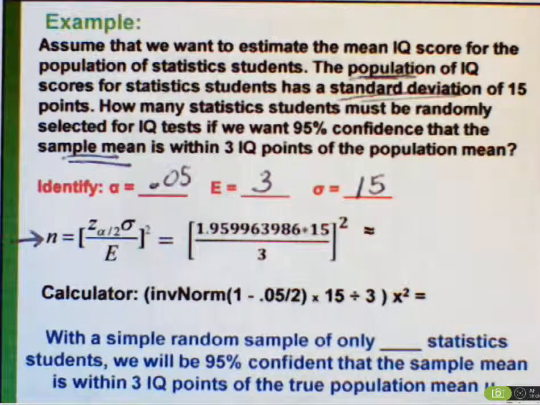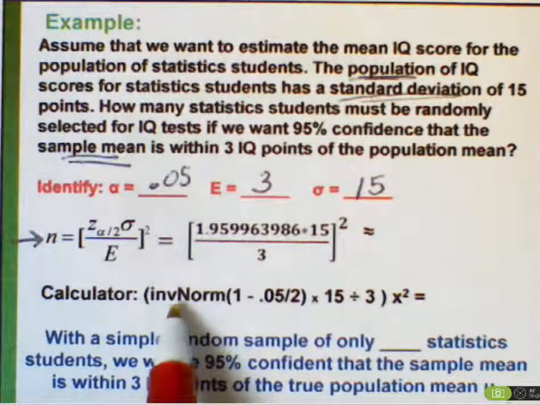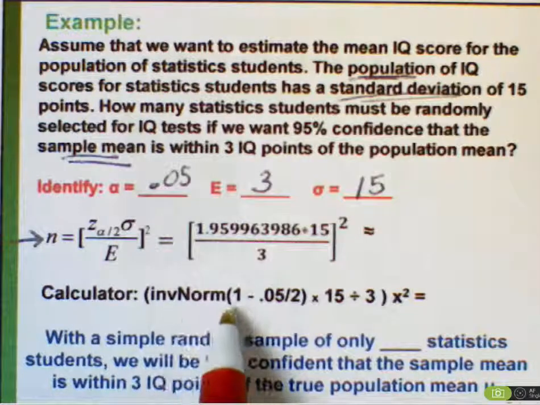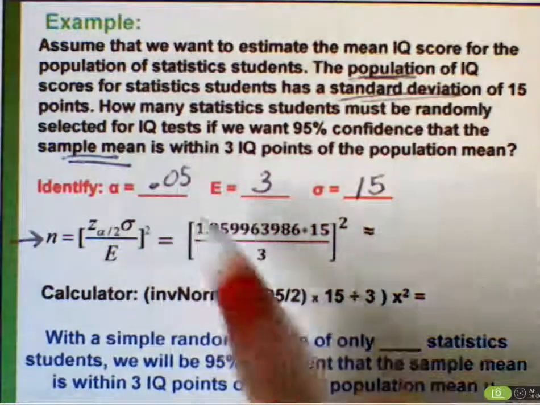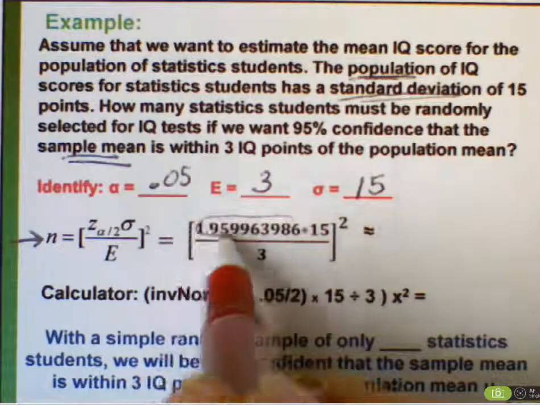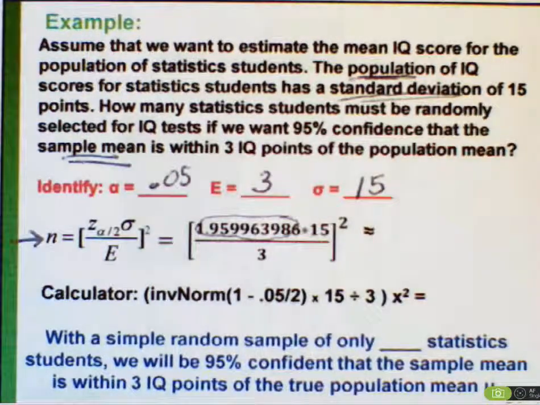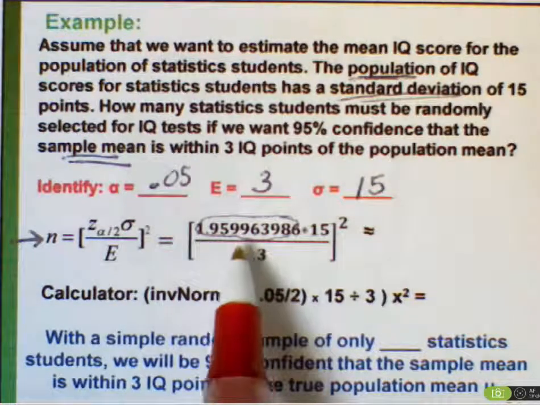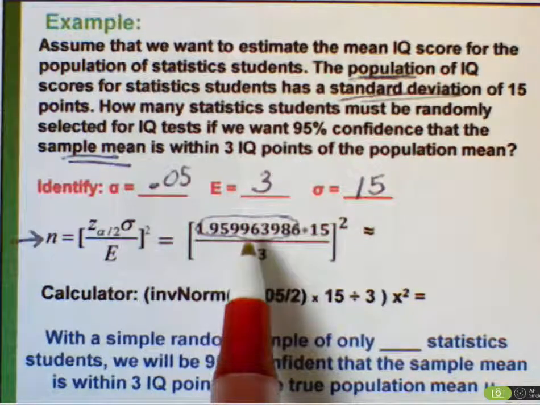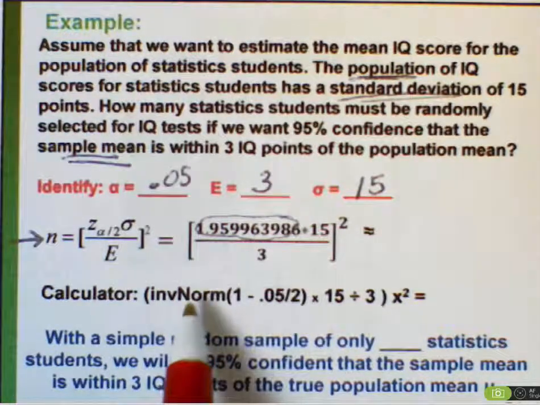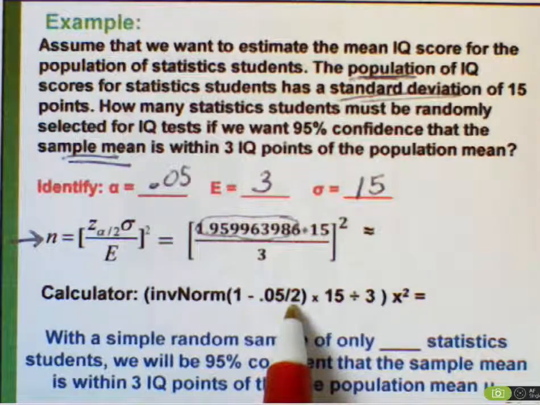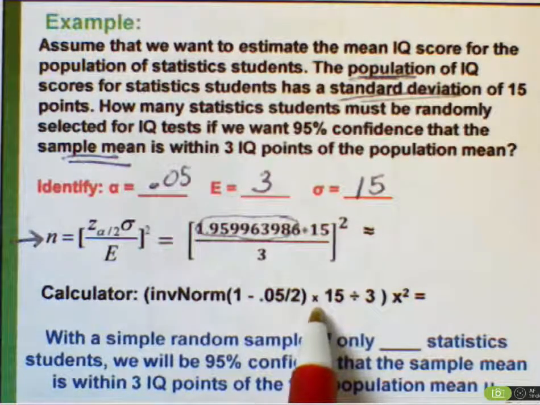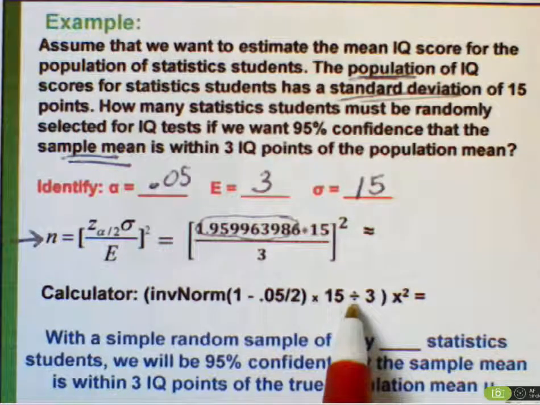Substituting those values into the formula, inverse norm of 1 minus 0.05 divided by 2 gives me this value. But if I don't want to round it or write it down and type it back into my calculator, I'm just going to continue with the formula. I'm going to not only find that inverse norm of 1 minus 0.05 divided by 2, but I'm going to multiply that by 15 and divide by 3.